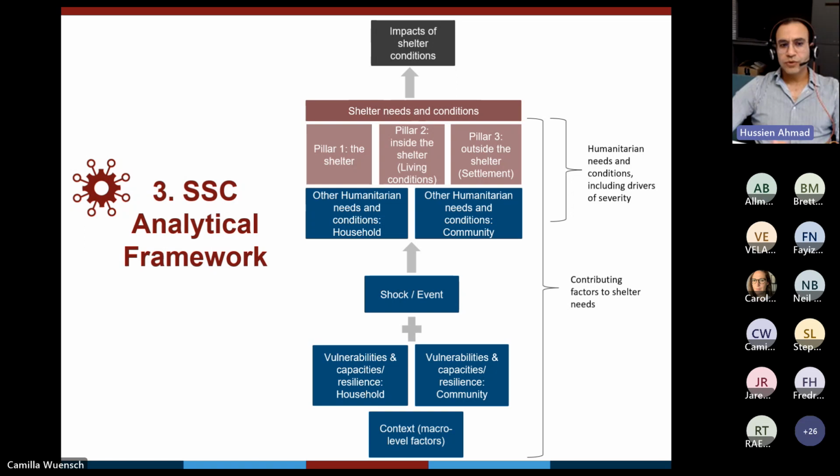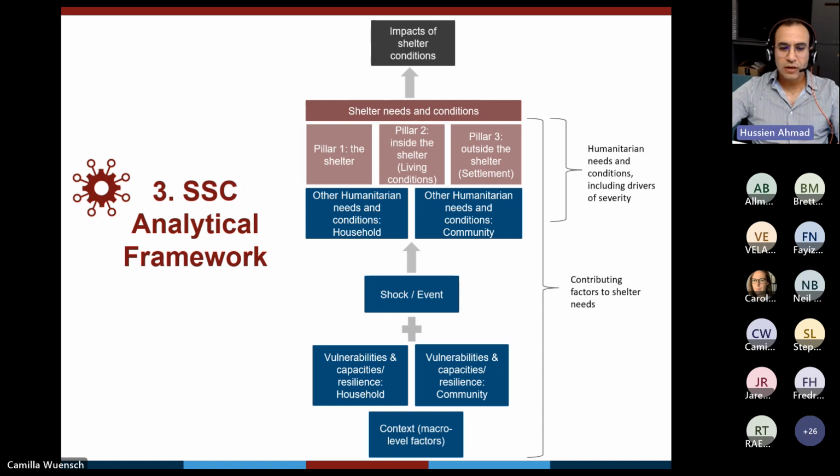One thing to recognize here is that we look at the vulnerabilities, capacities, and resilience from two perspectives. One is at the household level, and the other is the community level, and we try to differentiate between both in our analysis. Same for other humanitarian needs and conditions. We look at them from both sides, household and community level.